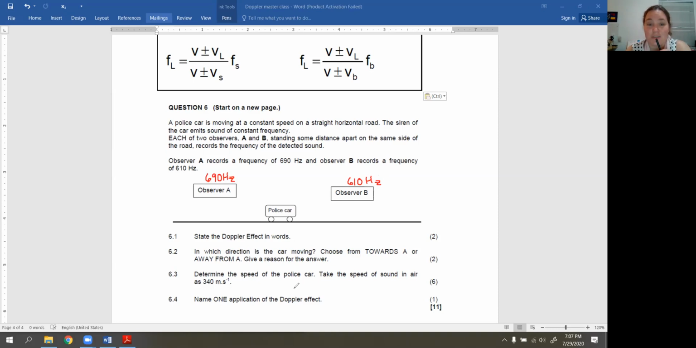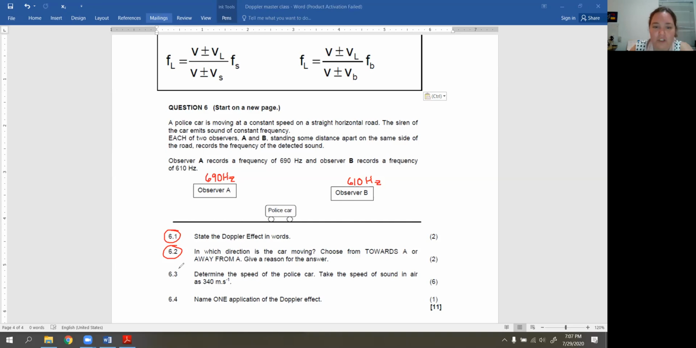So question 6.1, and I'm going to ask you to write it one more time, is to state the Doppler effect in words. 6.2: In which direction is the car moving? Is he moving towards A or away from A? Please be smart in an exam. Make sure that you're referring to A. Don't refer to B. Towards or away from B, that wasn't the question. And give a reason.